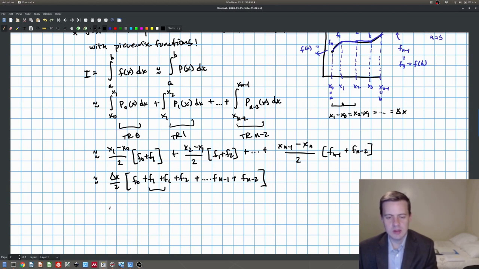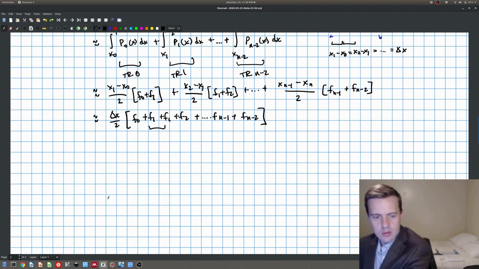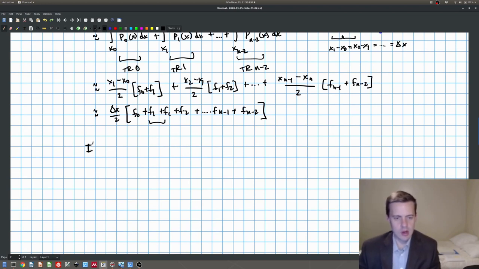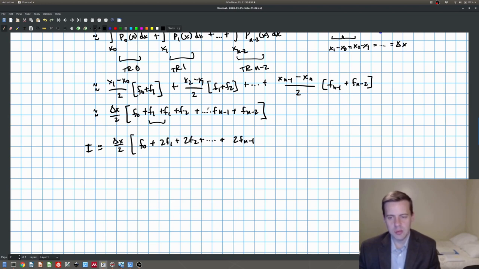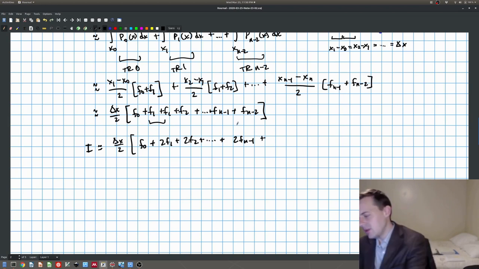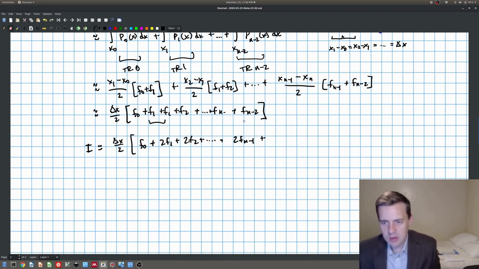Notice that I get these repeats. So in the end, I'm going to just write that my integral is going to be delta x over 2 times f0 plus 2f1 plus 2f2 plus whatever plus 2f n minus 1, because there's another one here that comes from the previous one before, but I only have one. Oh, excuse me, this is backwards here. Let me fix that. This should be n minus 2, and that should be n minus 1. If you were following along carefully, maybe you noticed that. Okay, so I have 2f n minus 2, plus only one f n minus 1, right?